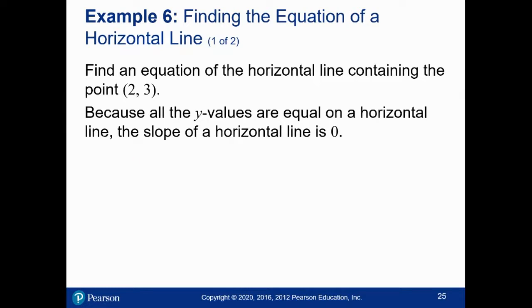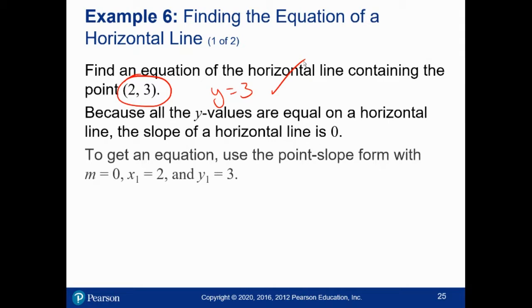So I know all the y values are the same, and it does have this point. Well, what's the y value on that point? It's 3. So all the y values have to be 3. There's the equation of the line. X doesn't actually matter. It can do whatever it wants as long as the y value is 3.